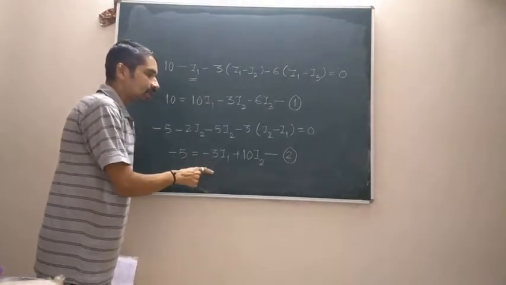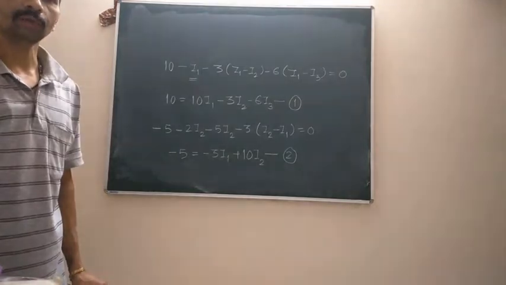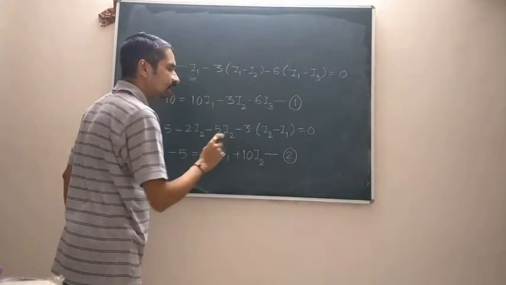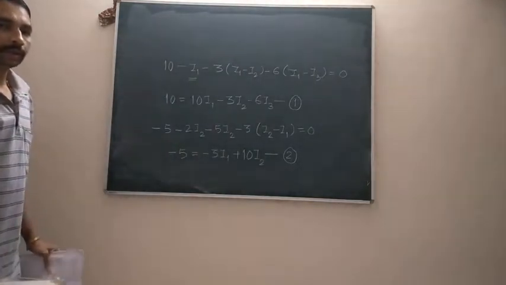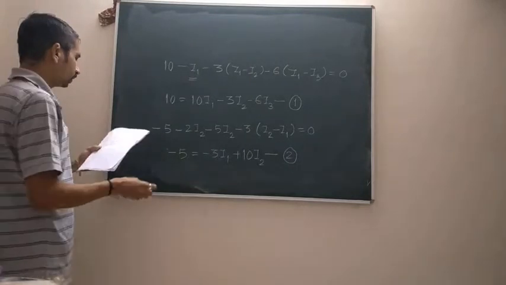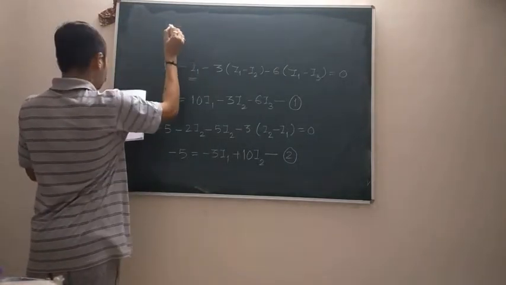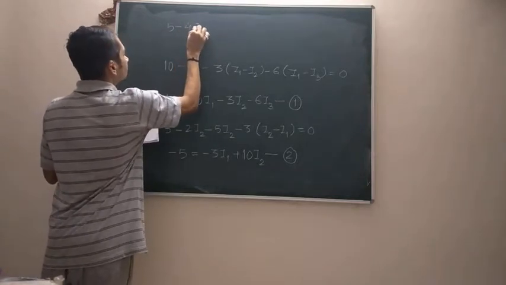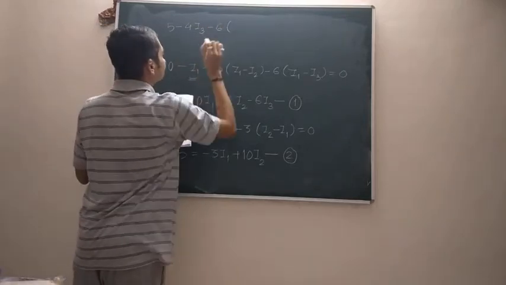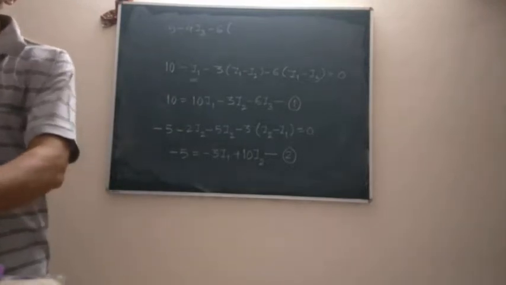As no element is common between loop number 2 and loop number 3, in which a potential drop will take place, therefore no term containing I3 is present in equation number 2. In a similar way, if I carry out the analysis for my third loop, then I can write down the equation as 5 minus 4I3 minus 6. Now once again, that 6 ohm resistor is common between loop number 1 and loop number 3.